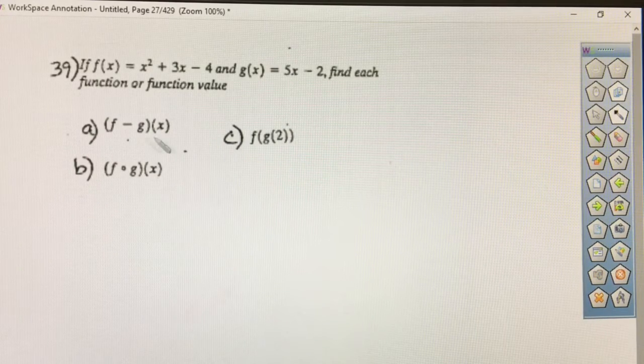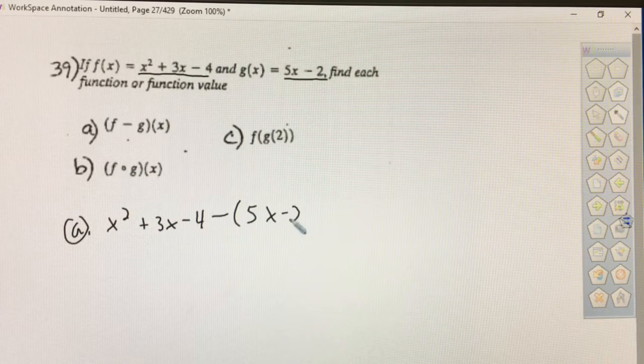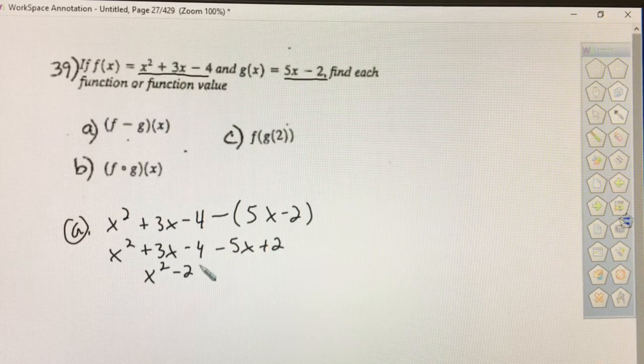39, f minus g, so I'm going to take this, f, and I'm going to subtract this from it. So for part A, it's going to be x squared plus 3x minus 4 minus, and I have to wrap this, otherwise I won't distribute the negative. So it's going to be x squared plus 3x minus 4 minus 5x plus 2. So that's going to give me x squared minus 2x minus 2 for my part A.